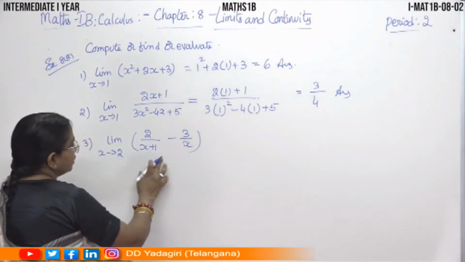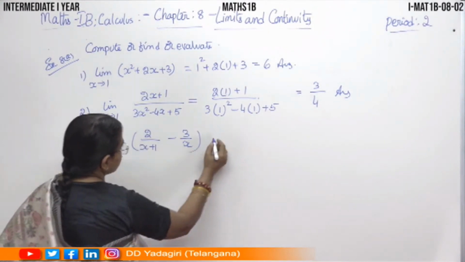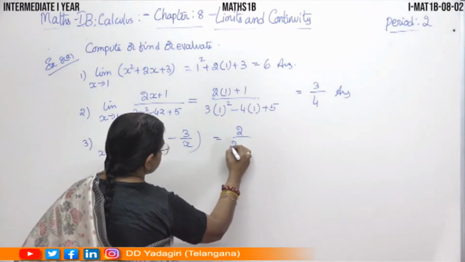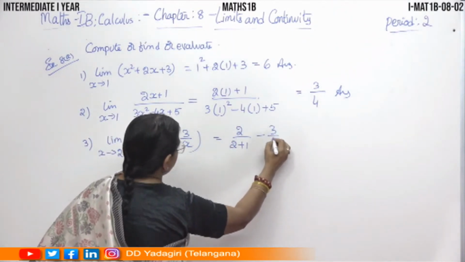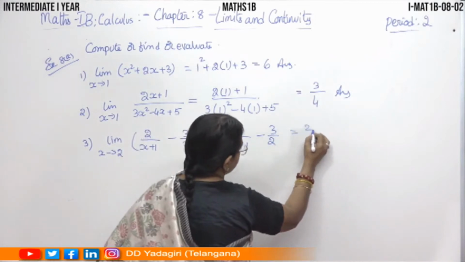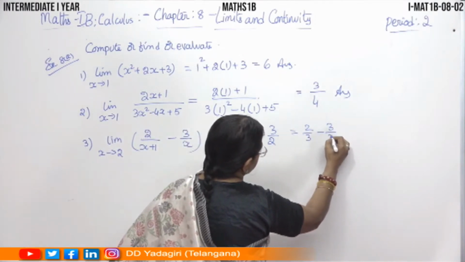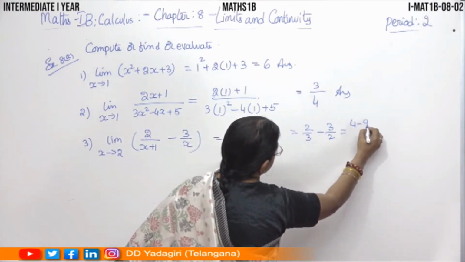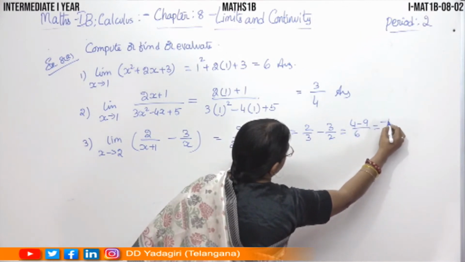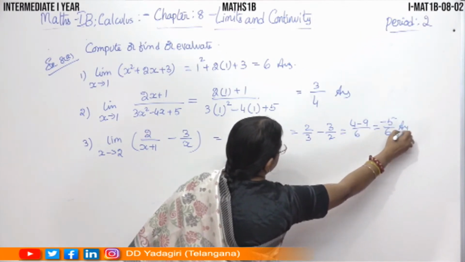Okay. Now, then you just substitute 2 here. So it is 2 by 2 plus 1 minus 3 by 2. So that is 2 by 3 minus 3 by 2. Simplify. 4 minus 9 by 6. That is minus 5 by 6. That is the answer. That's all.